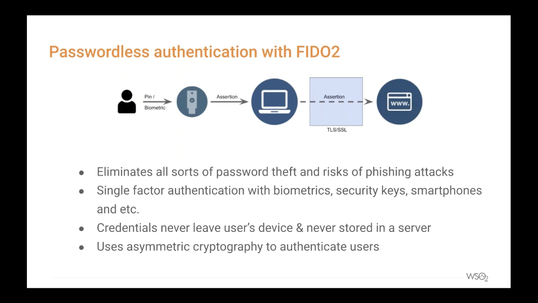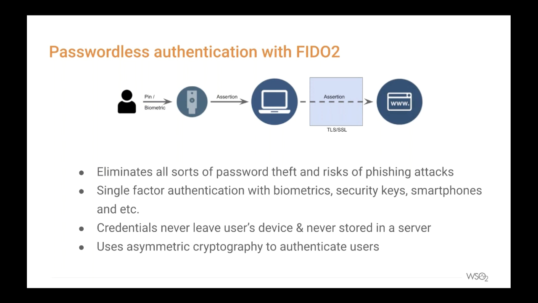WSO2 is achieved with two steps, which are registration and authentication. During the registration process, a relying party-specific credential key pair is generated in the authenticator. The public key will be sent to the relying party and the private key never leaves the authenticator.